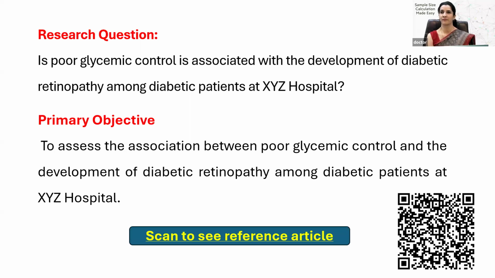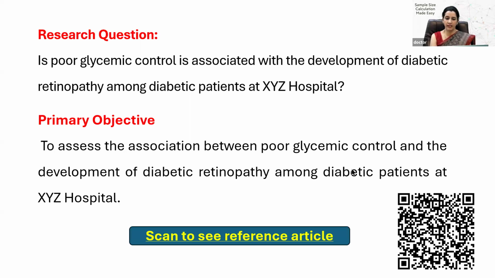So diabetic patients, poor glycemic. Poor glycemic control is the exposure, true. And diabetic retinopathy is the outcome. Very right. So we want to assess the association between poor glycemic control and the development of diabetic retinopathy among diabetic patients. You can scan this to see the reference article.